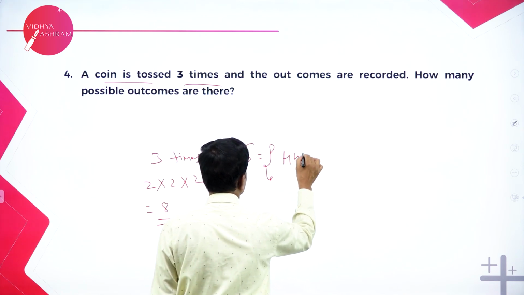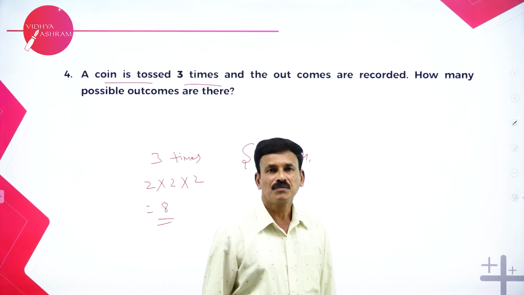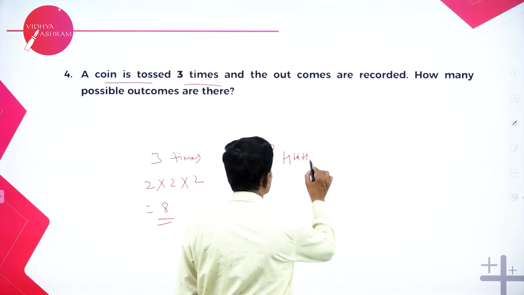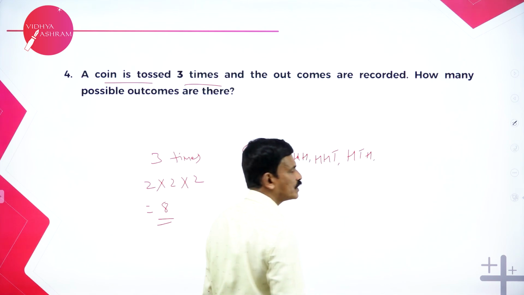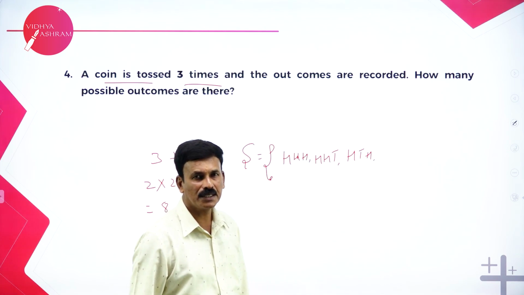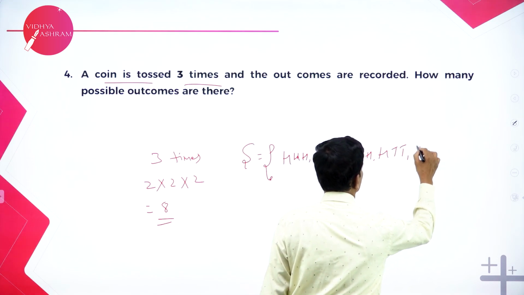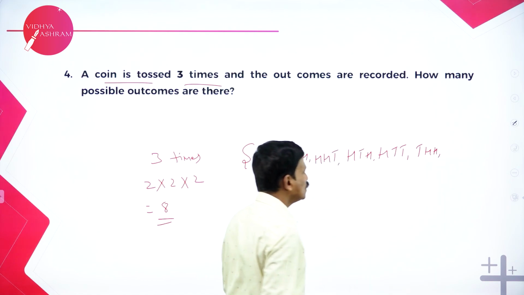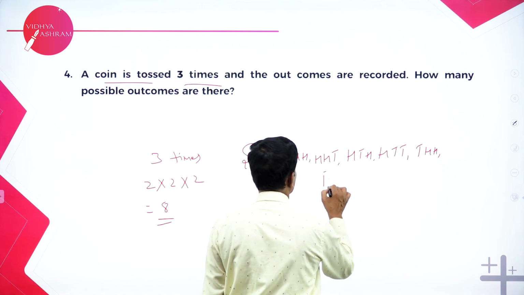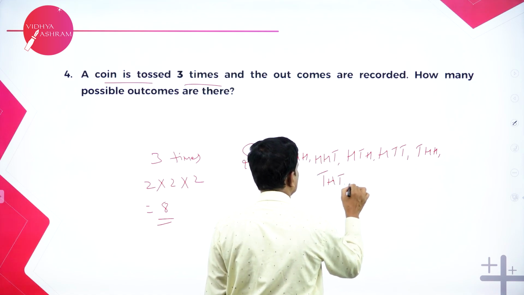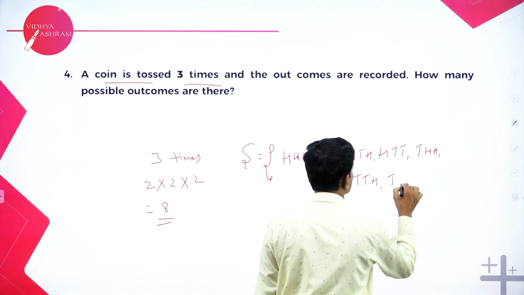Let us write all of them: head, head, head; head, head, tail; head, tail, head; head, tail, tail. Then first tail: tail, head, head; tail, head, tail; tail, tail, head; and the last, tail, tail, tail.